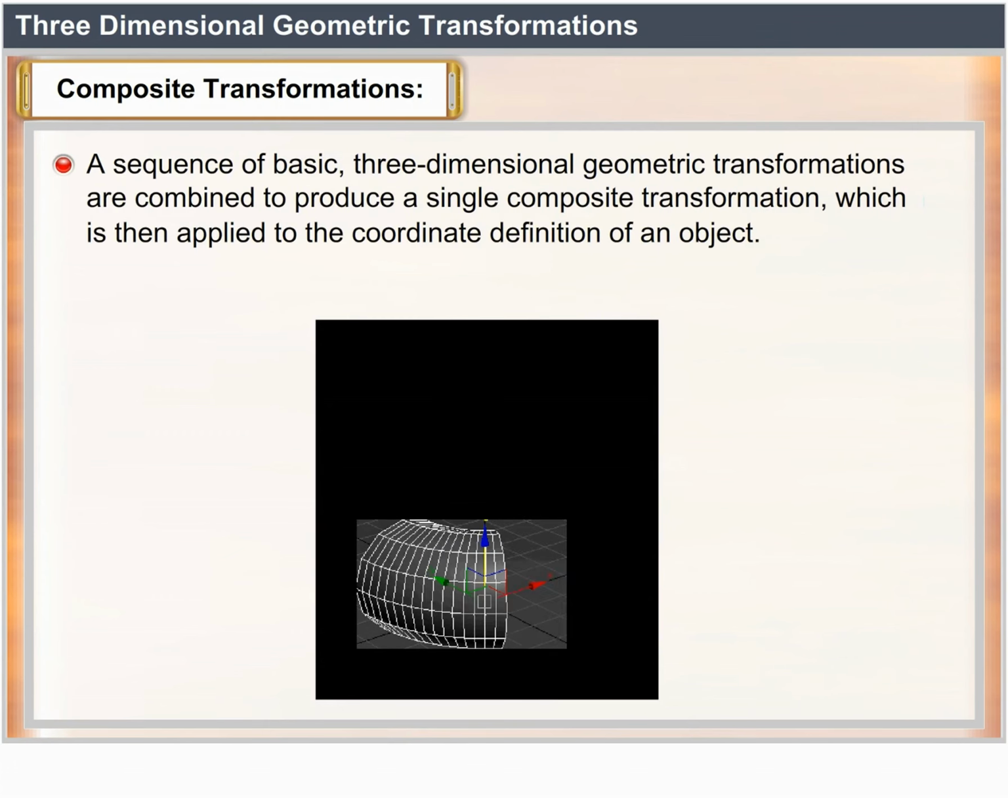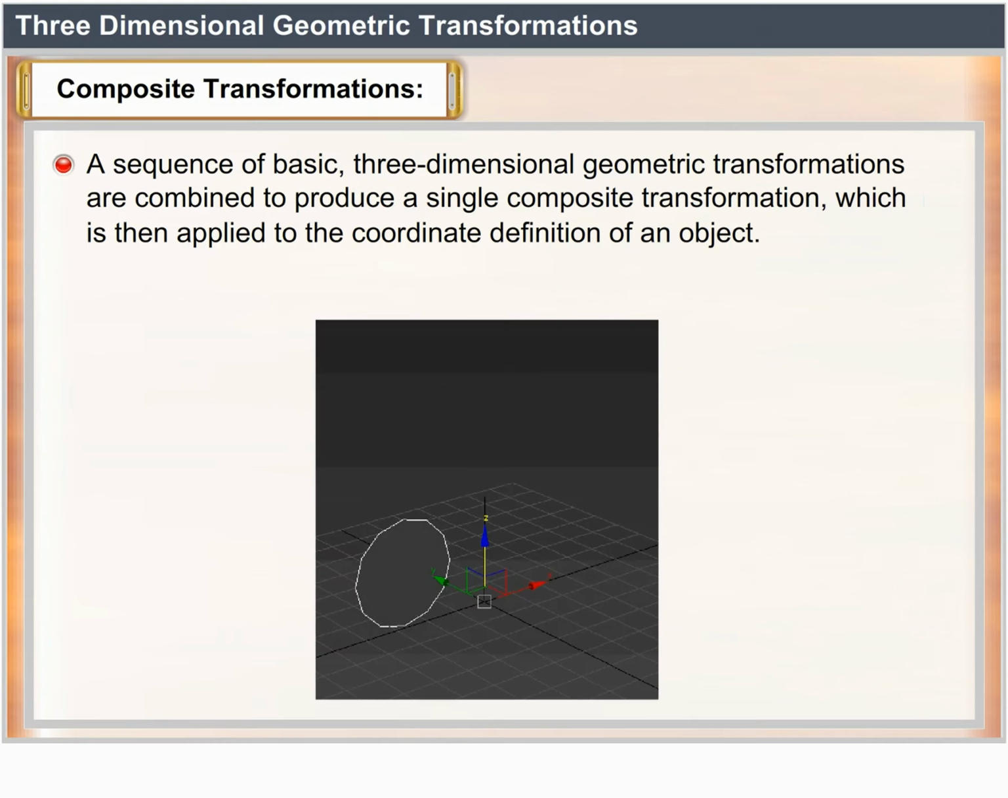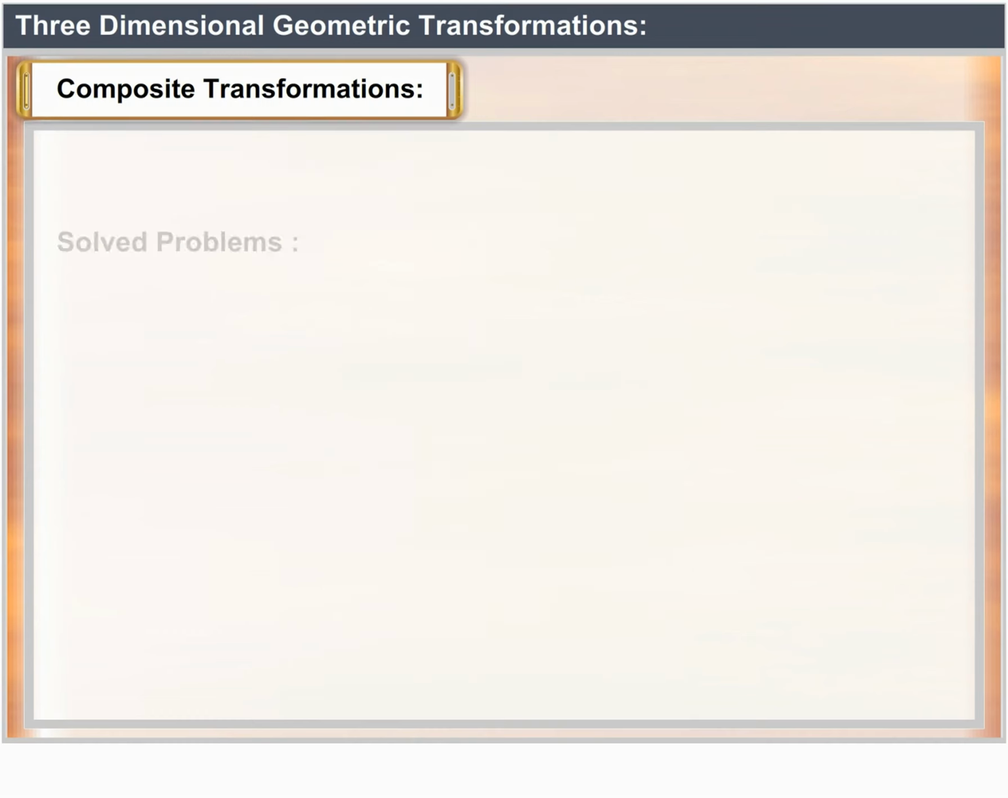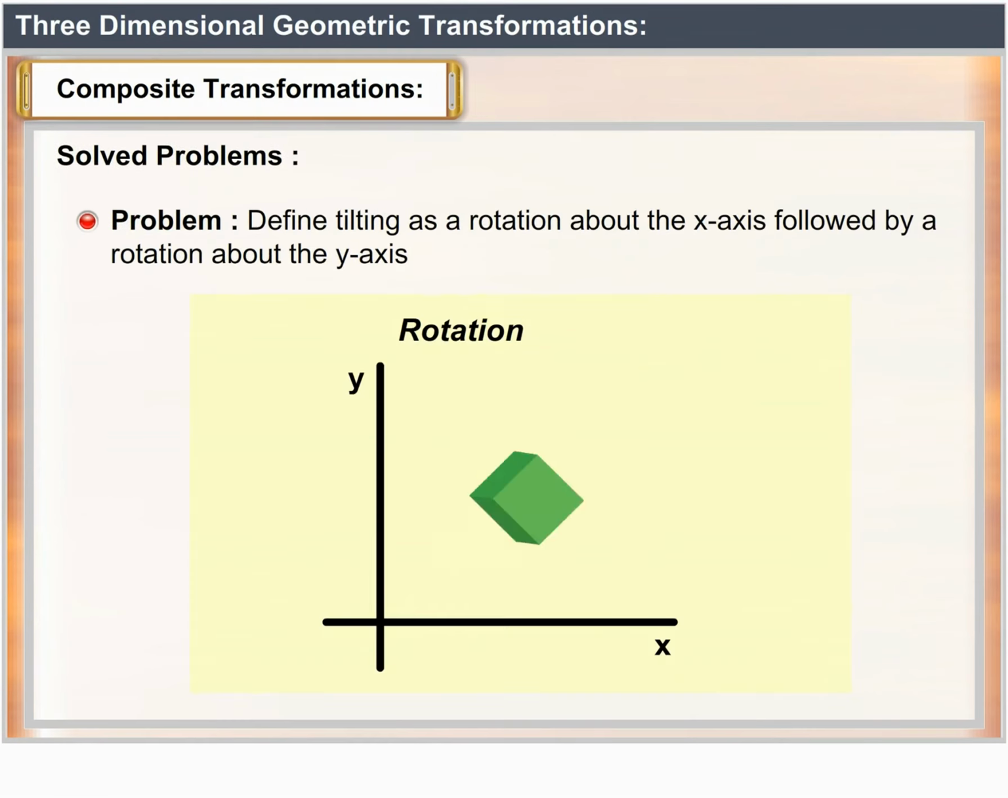Solved problems. Problem: define tilting as a rotation about the x-axis, followed by a rotation about the y-axis. A. Find the tilting matrix. B. Does the order of performing the rotations matter?